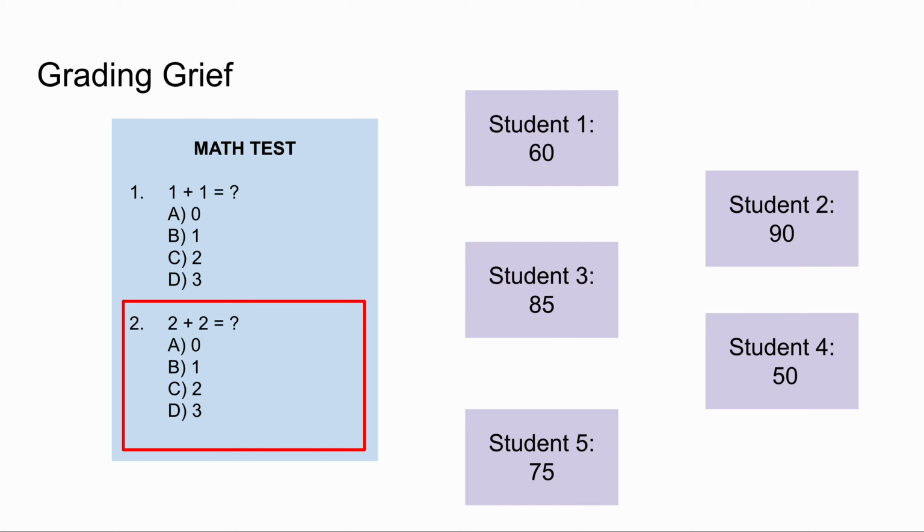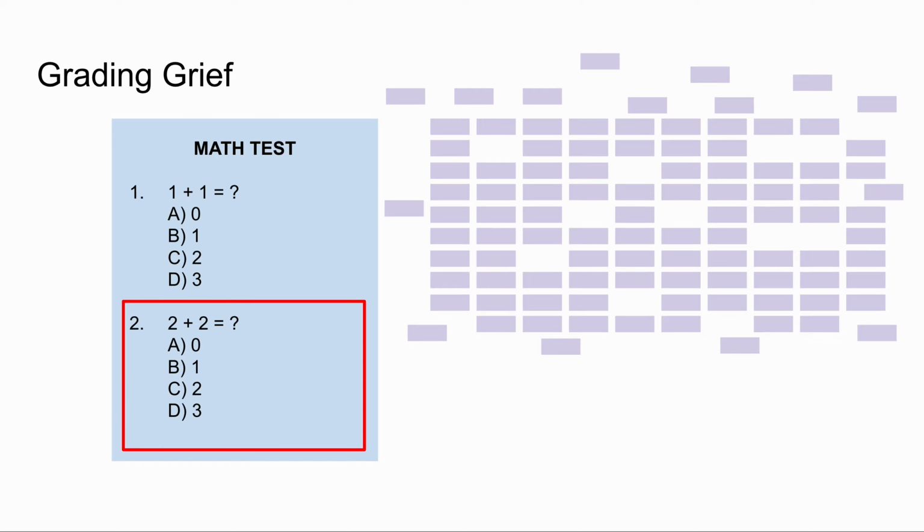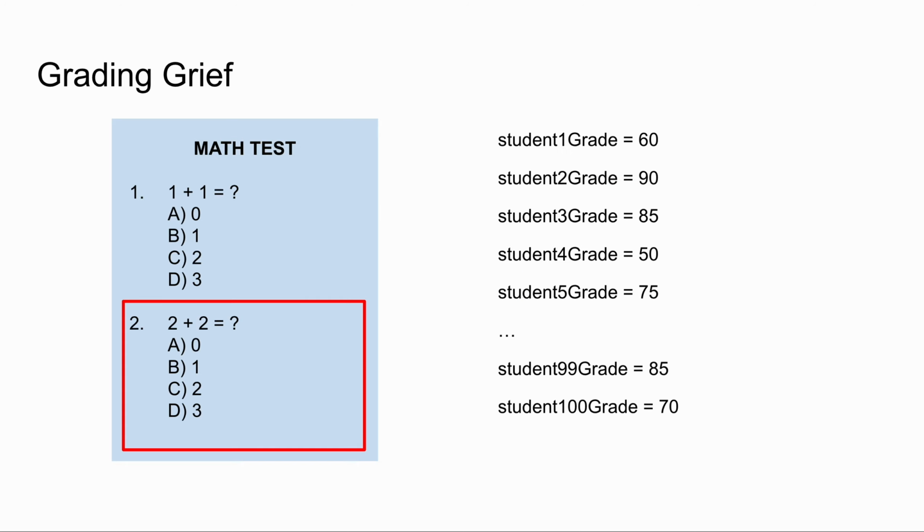This might work okay for 5 students, but what if Ida had 100 students? Then, she would have to create 100 variables to store the student grades, and if she wanted to change each grade, she would have to write 100 new lines of code to reassign those variables.